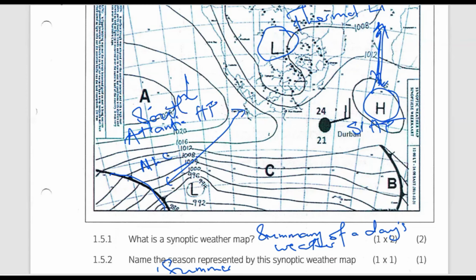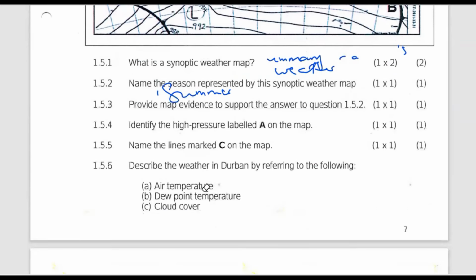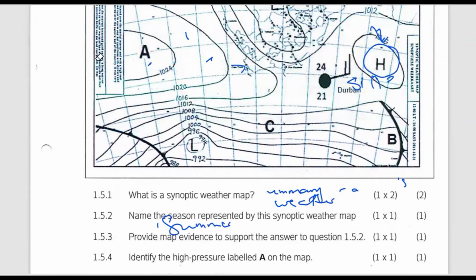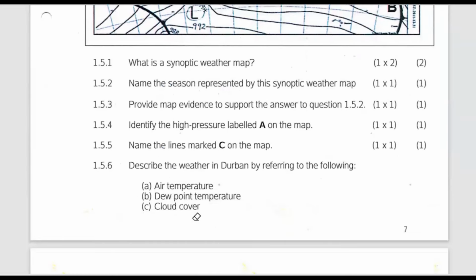Right. Then number 1.55, what is it saying? Number 1.55, it says, name the lines marked C on the map. I think we've talked about that in the section of multiple choice. This is a synoptic weather map, and these lines are joining places of the same air pressure. So basically, we call them the isobars. That's the correct response for number 1.55, an isobar. They show areas with the same pressure. So they are isobars.